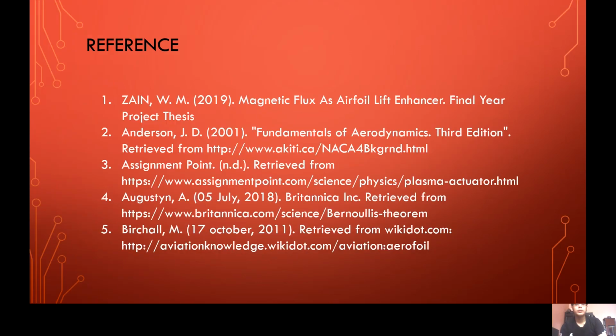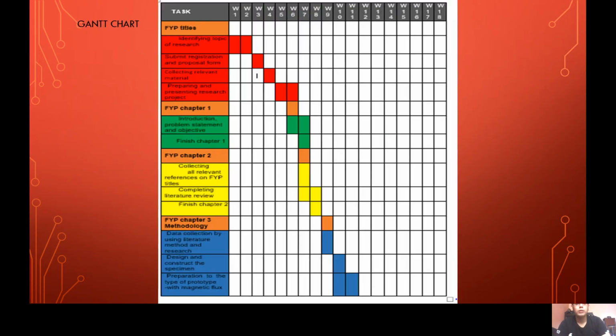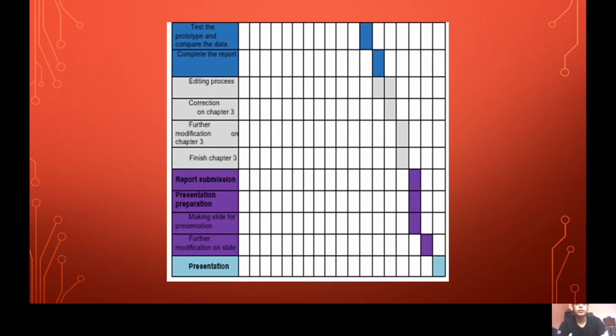Next, here are a few references. Here are the websites and theses that helped me during my FYP and my presentation. Here is the Gantt chart that shows what I do every week from week 1 to week 18. Let's continue the Gantt chart from week 18.